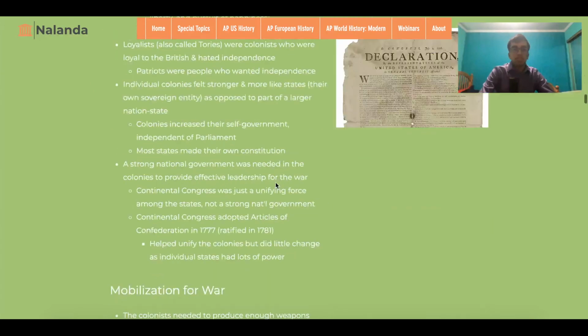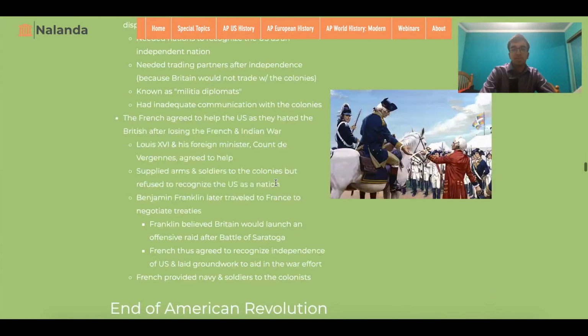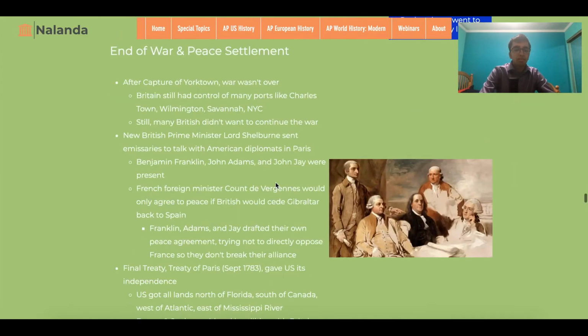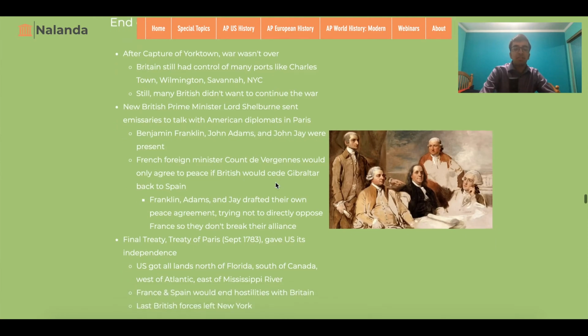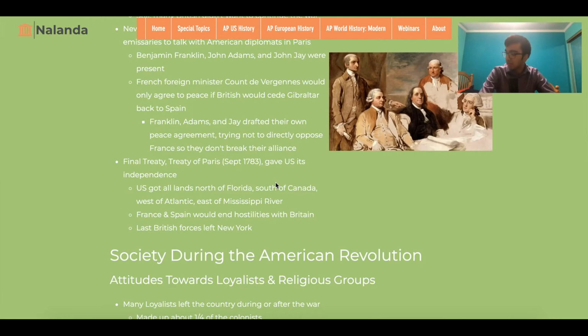However, the war still wasn't fully over because the British had control of many colonial ports, including Savannah and Charlestown. But eventually, in September of 1783, the British agreed to the Treaty of Paris, ending the war, recognizing the independence of the colonies.